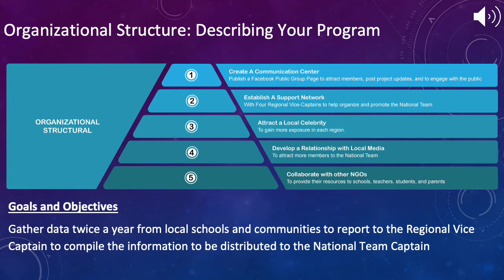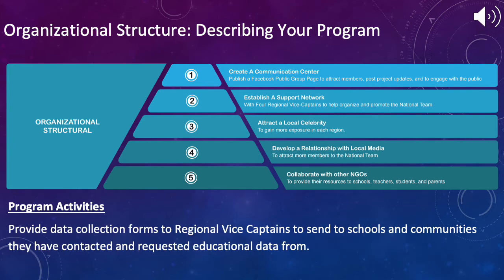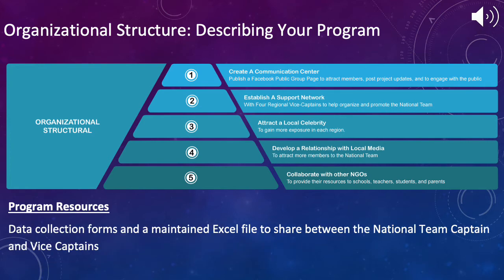Goals and objectives. Gather data twice a year from local schools and communities to report to the regional vice captain, to compile the information to be distributed to the national team captain. Program activities. Provide data collection forms to regional vice captains to send to schools and communities they have contacted and requested educational data from. Program resources. Data collection forms in a maintained Excel file to share between the national team captain and vice captains.